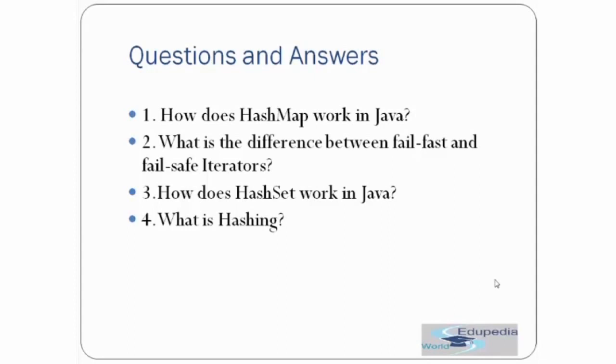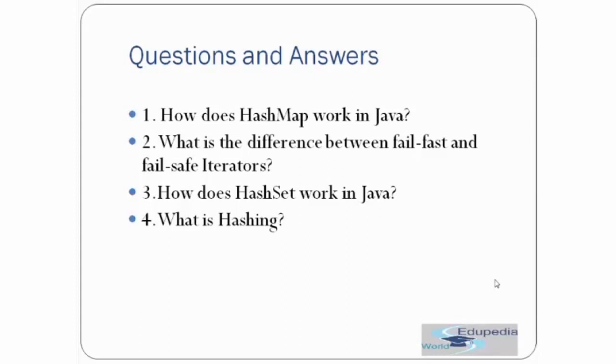Now next question. Next question is, how does HashSet work in Java? Well, the HashSet implementation actually uses a HashMap internally to place its elements in a set. The functioning of a HashSet is such that it cannot have duplicate elements. So what it does is, it internally has a transient private HashMap which it uses to store the elements.